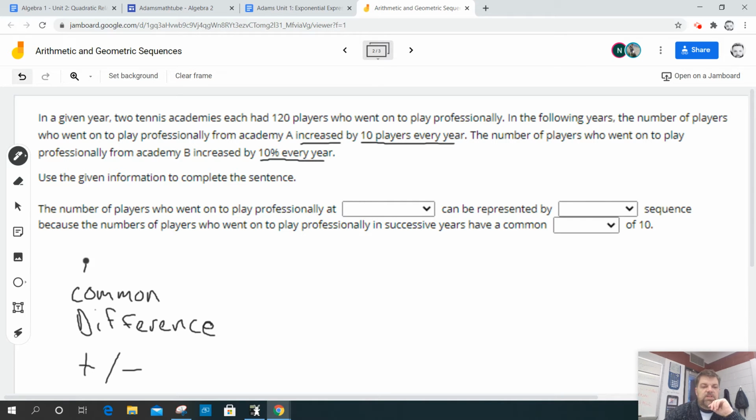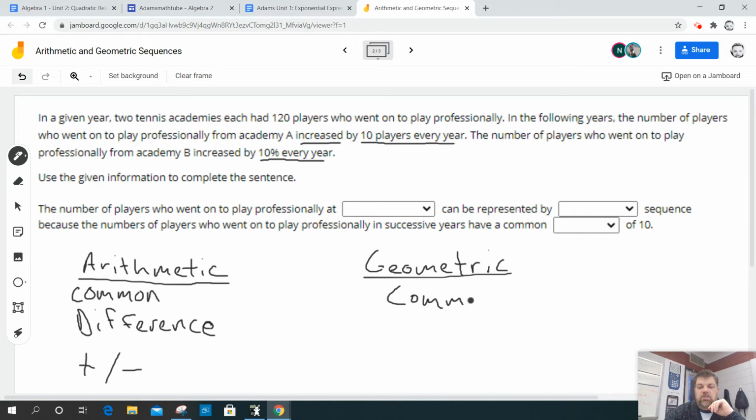You're adding or you're subtracting a number. That's an arithmetic sequence. So we're going to talk about two types of sequences. That's arithmetic. And then it's called geometric if you have a common factor. Now, a common factor means that you're multiplying. You can multiply by a fraction, or a mixed number or an improper fraction, or just an integer, positive or negative. But you're usually multiplying or dividing.